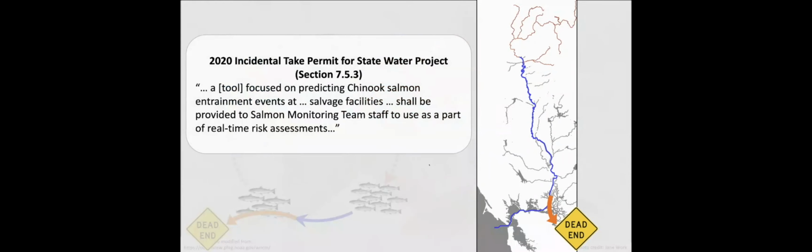In 2020, the incidental take permit for the State Water Project stated that a tool focused on predicting winter run Chinook salmon entrainment events at salvage facilities must be provided to the salmon monitoring team staff to use as part of their real-time risk assessment. In other words, we need a tool to help us understand when they're going to be showing up in salvage so we can potentially adjust exports or other management actions.